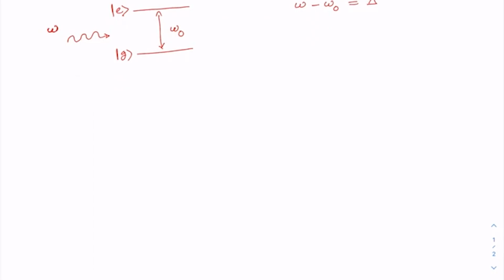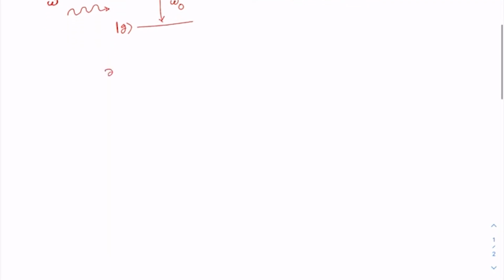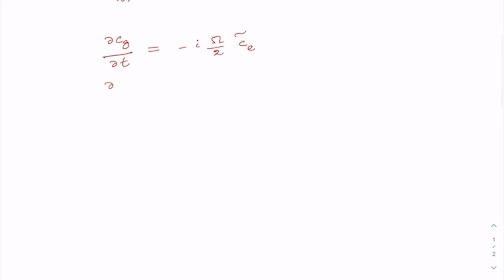And when we wrote down the Schrodinger equation for this two-level system, we obtained these coupled equations in the rotating frame of reference, as we discussed in the last class. So these were the equations that we obtained. Let me just write it here. This is what we got in our fourth lecture.